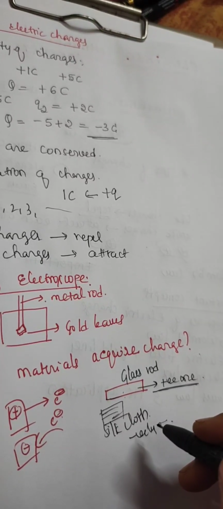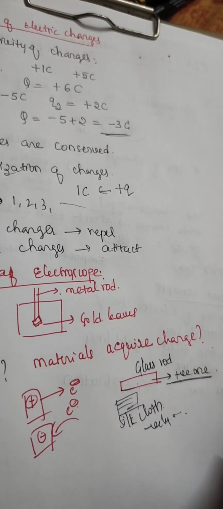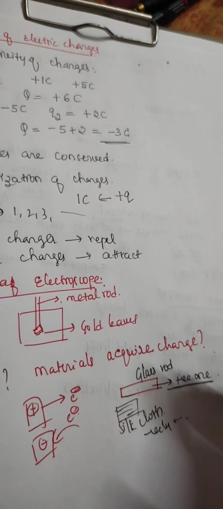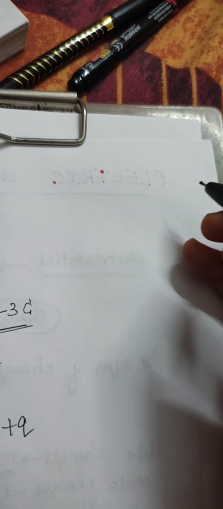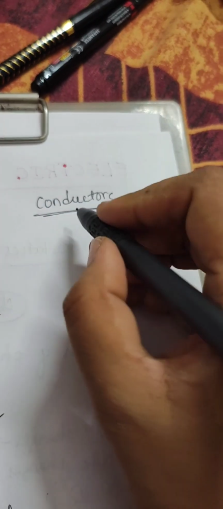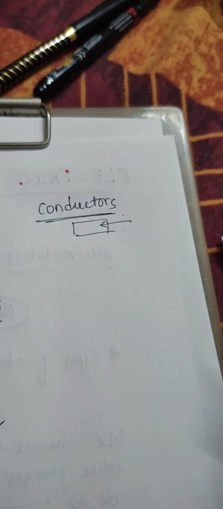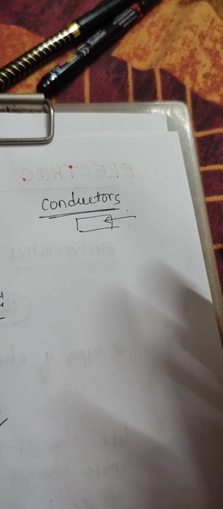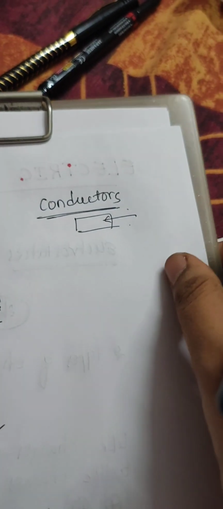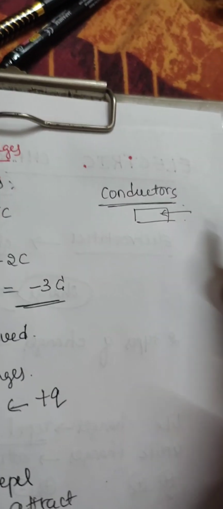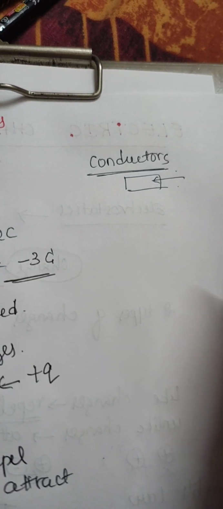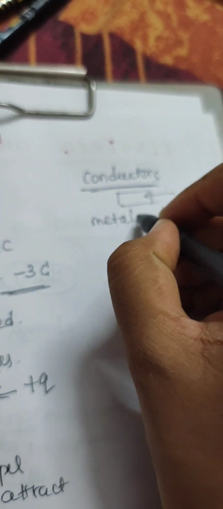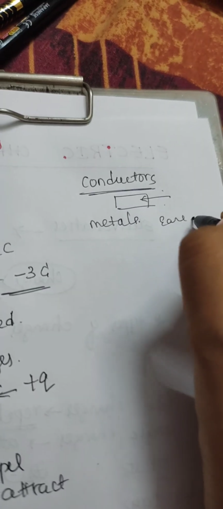There is a concept of conductors and insulators. Let us discuss it briefly. Conductors are materials which allow electricity to pass through them. Whatever material allows electricity to flow through it easily, we call a conductor. Examples: metals, the human body, earth, etc.